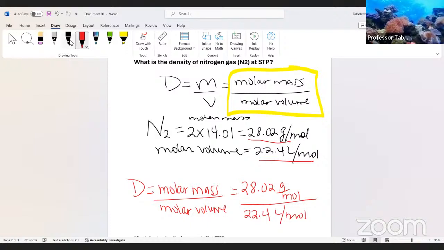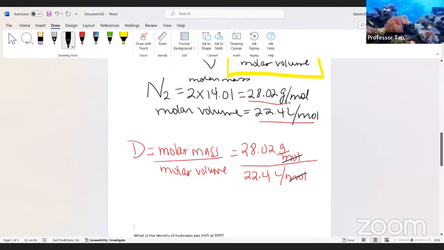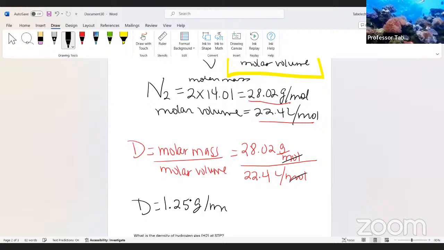Now, you guys already know what to do, right? You're going to cancel out your moles because we don't need those anymore. And now we're just going to plug those two into the calculator. When I plug in 28.02 divided by 22.4, we get 1.25. You only need 3 of those numbers. 1.25 grams per liter. That is the density of that nitrogen gas. It's that simple, guys. I promise you, it is that simple.